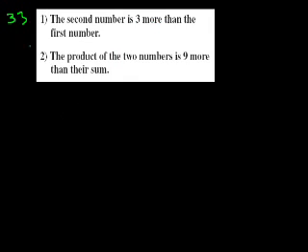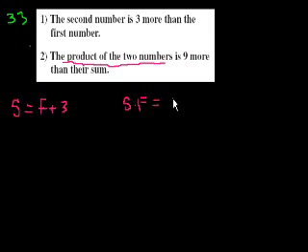So let's say S for second number and F for first number. So the second number is 3 more than the first number. So the second number is equal to the first number plus 3. That's from statement 1. And then the product of the two numbers is 9 more than the sum. So the product of the two numbers, that's S times F. S times F is 9 more, 9 plus their sum, plus S plus F.